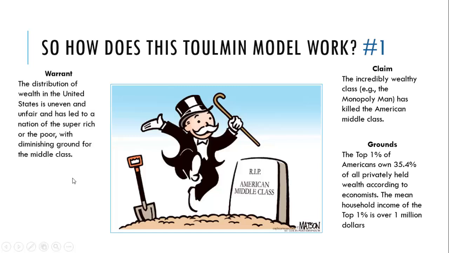And then we look at the warrant. So again, remember, the warrant is that inferential leap. It's the inference that connects the claim, which is over here, to the grounds. And so the warrant that I think Matson is arguing in this political cartoon is that the distribution of wealth in the United States is uneven and unfair and has led to a nation of the super rich or the poor, and that there's not much space for the middle class. And so that's the first 3 components of the Toulmin model. So claim, grounds, warrant.